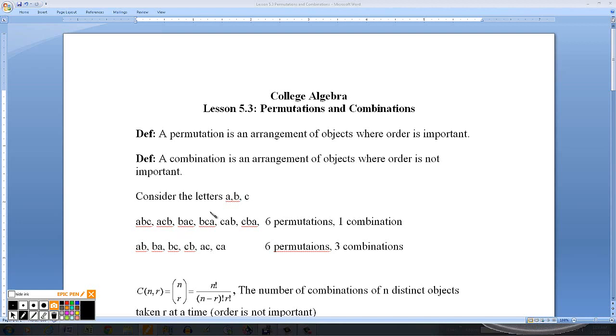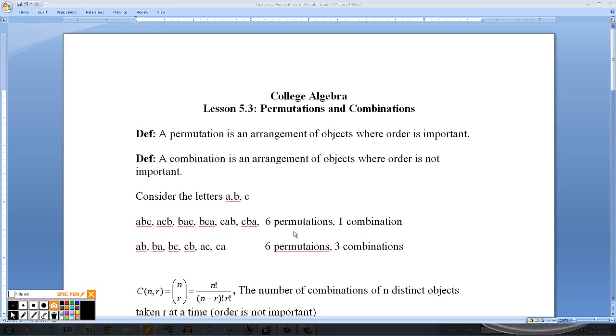Okay, now as further examples, let's consider the letters A, B, C. Now if I take 3 of the letters, all 3 at a time, then I can arrange them in this format: ABC, ACB, BAC, BCA, CAB, CBA. There are 6 permutations because the order is important, just like with the numbers 123. So if I'm taking order to be important, there would be 6 permutations.